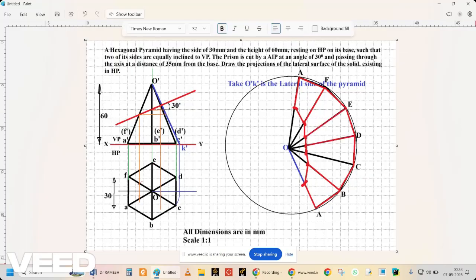Now this red color portion shows the development of the surface of the hexagonal pyramid. I marked it as all dimensions are in mm, scale 1:1. That's all. Thank you.